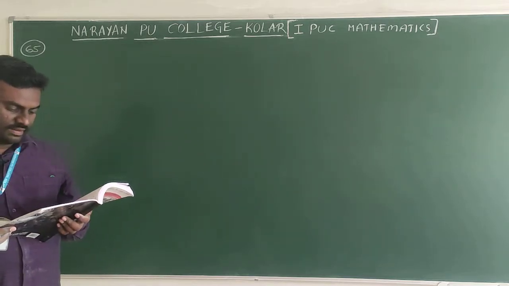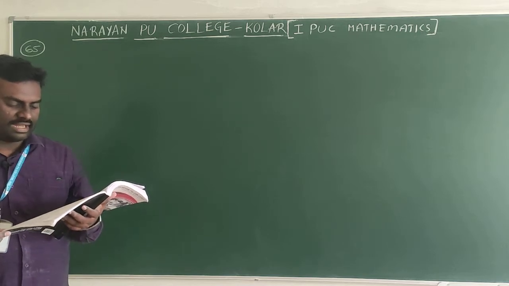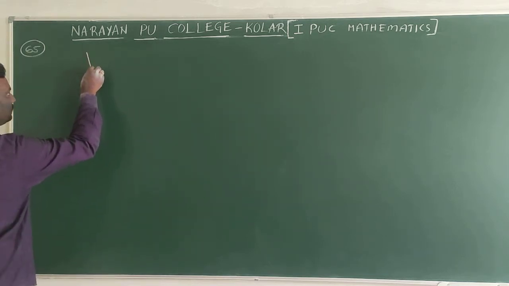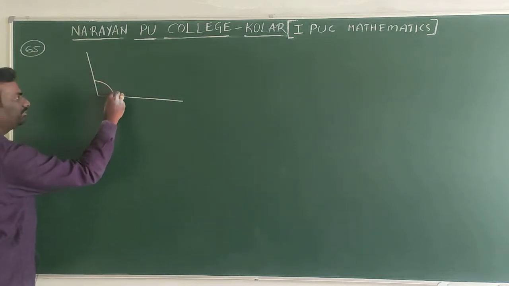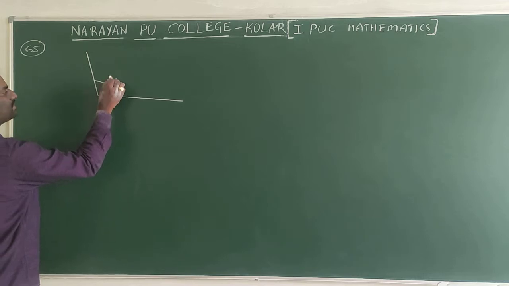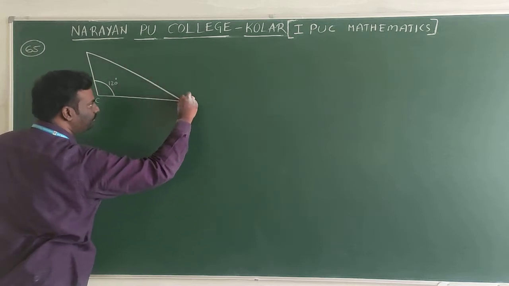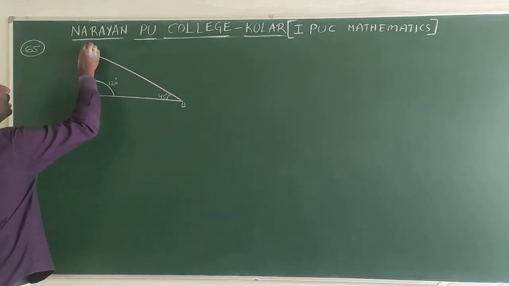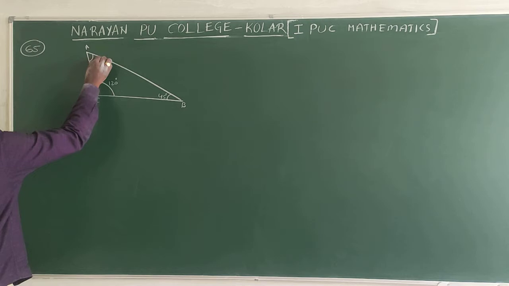If ABC is a triangle in which angle B is 45 degrees, angle C is 120 degrees. See, if it is 120 degrees, that is more than 90. This is B, this is 45 degrees. Obviously, the sum of angles is 180, this is 120, this is 45, add 165, so this is 15 degrees.